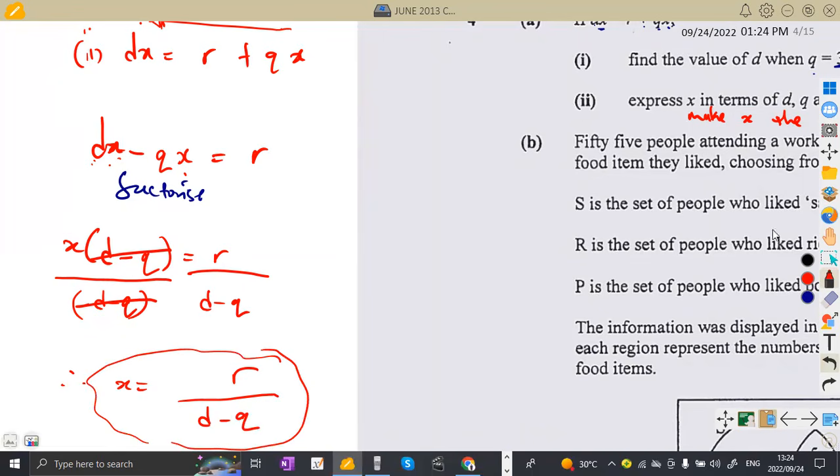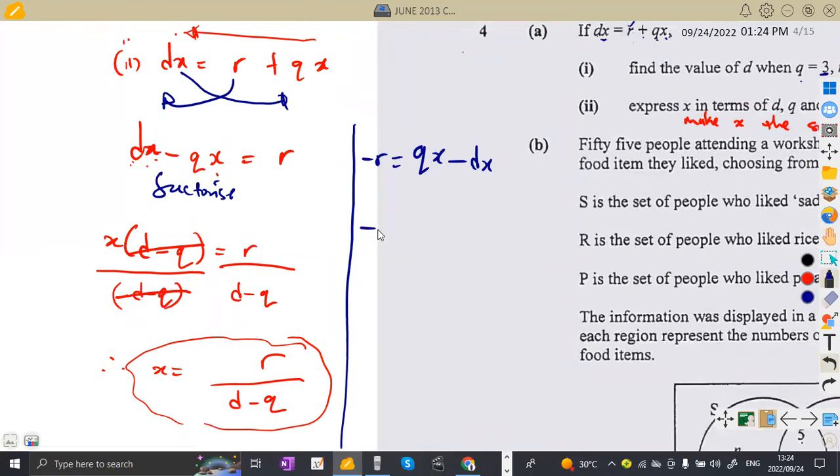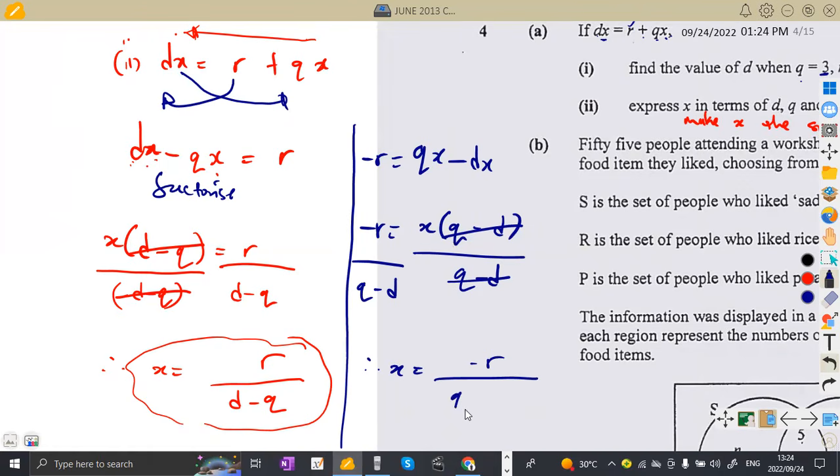So there it was just an issue of making sure the values of x are on one side, and it can be either way. You can choose to take dx this side. If you were to work it that way, it was going to look like this. If you choose to take r to this side, it was going to be minus r is equal to qx. Then the dx to this side was going to be negative dx. Then minus r is equal to x, which is common, times q minus d. Then you can divide by q minus d, which is the factor there. So q minus d cancels. So therefore your x was going to be negative r over q minus d.